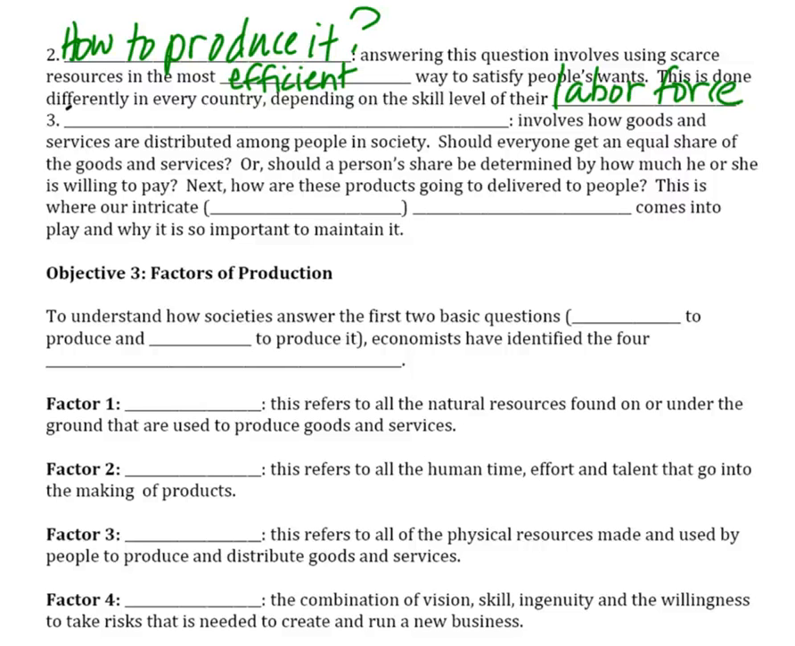Thirdly, the first question, what to produce. Second question, how to produce it. Third question is for whom to produce it.